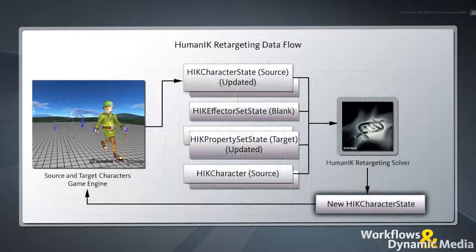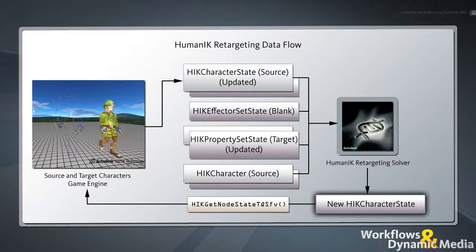The retargeting solver stores the generated FK pose in your target character's HIK character state object. From there, you must retrieve this pose using the HIK getNodeState TQSFV function and apply the result back to your character in the game engine. Keep in mind that you must repeat this retargeting process at every frame.